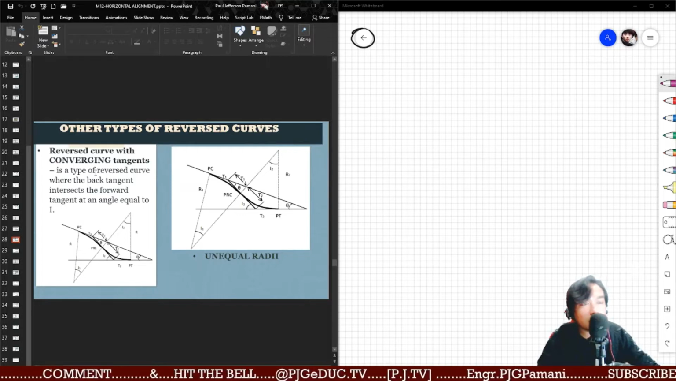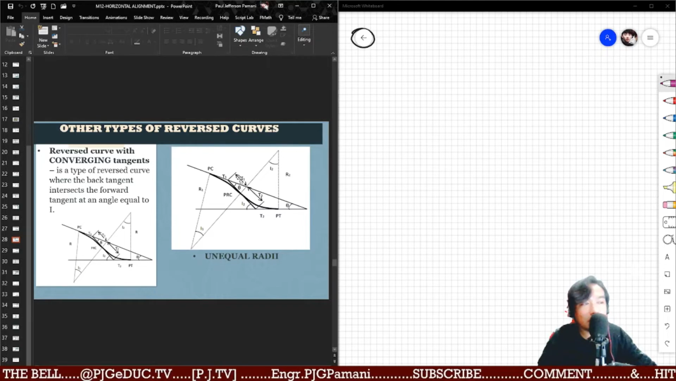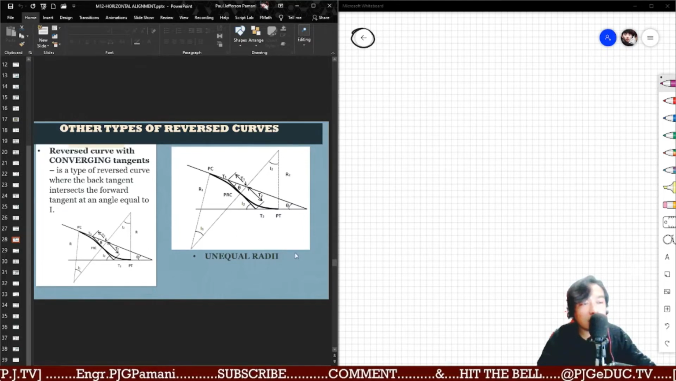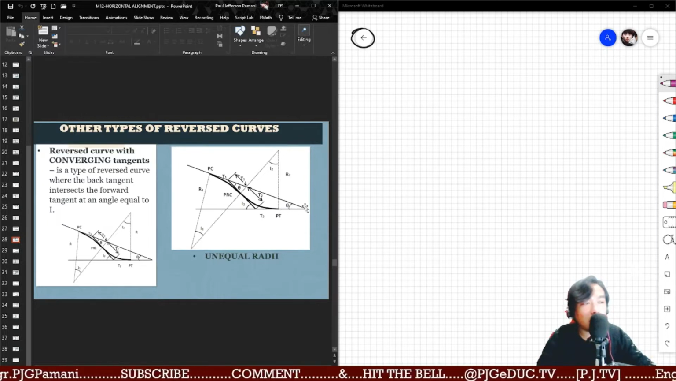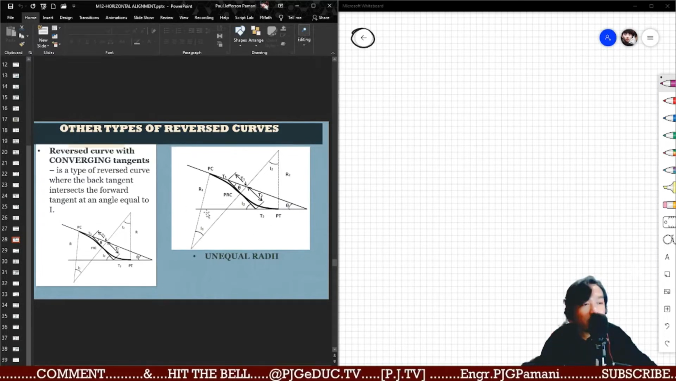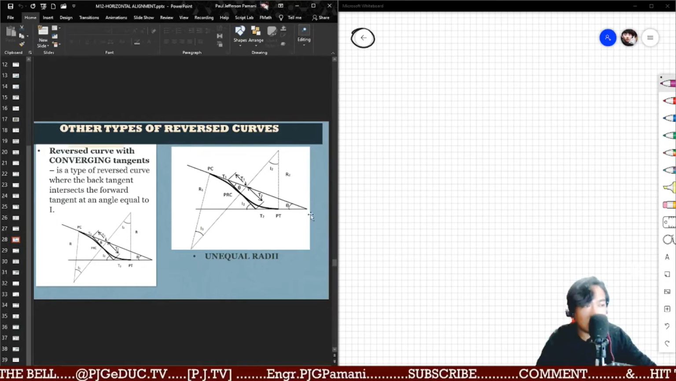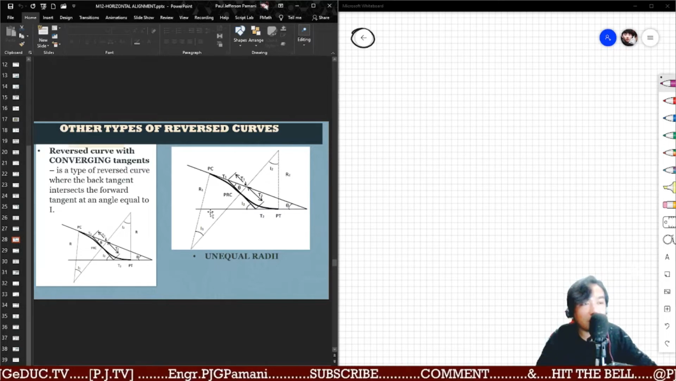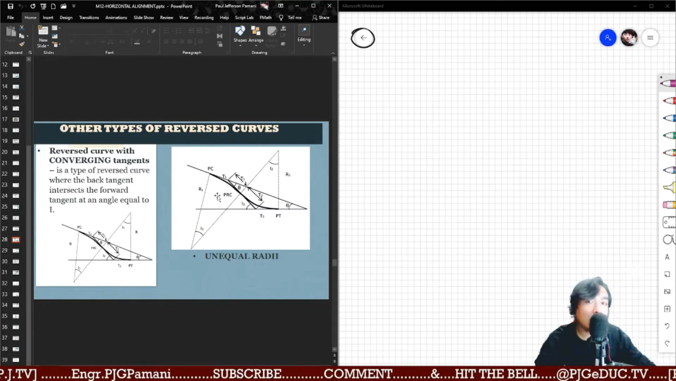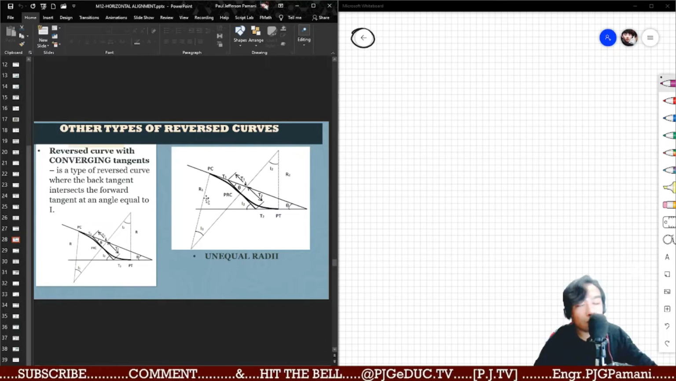Next up is our diverging and converging tangents. First up is the converging tangents. This is now a type of reverse curve where the back tangent intersects the forward tangent at an angle equal to I or theta. Okay? I or theta, such as shown in this given figure.